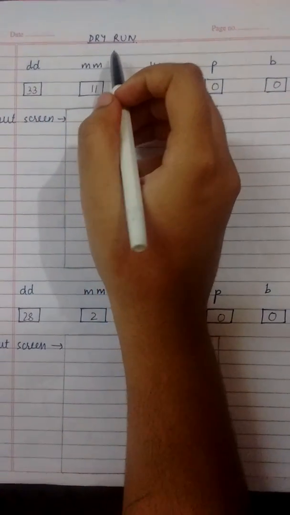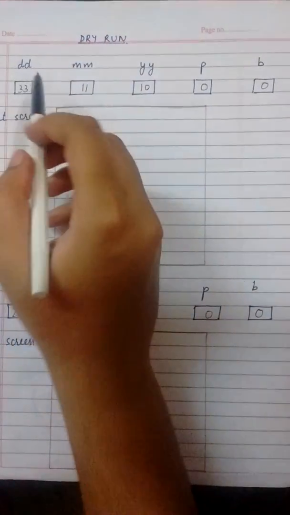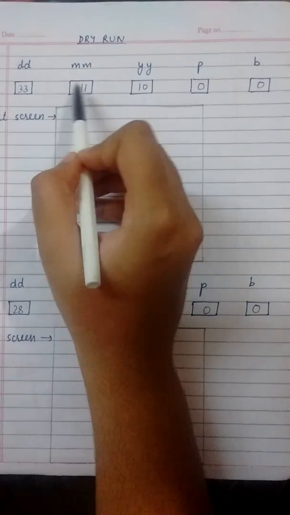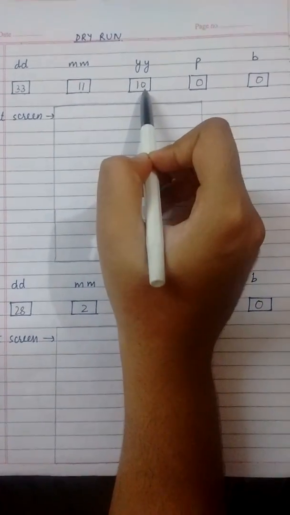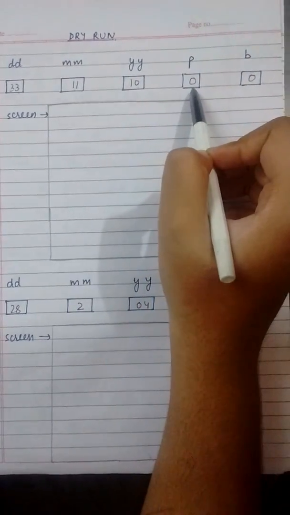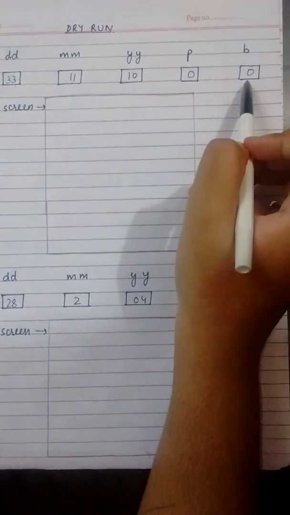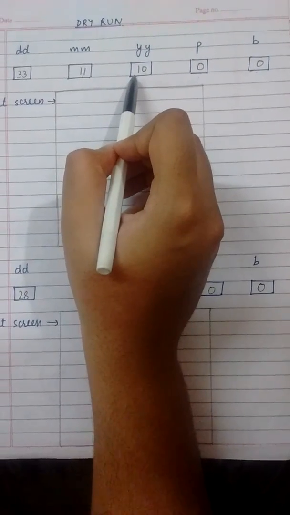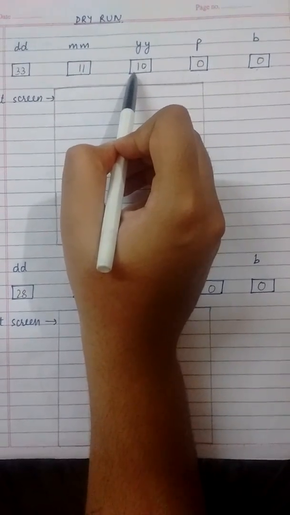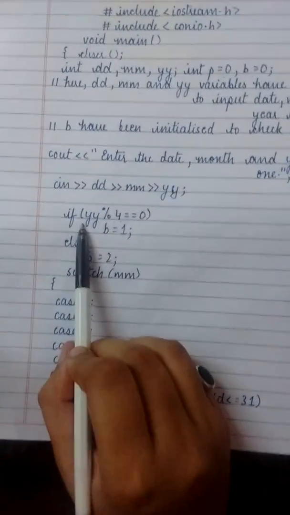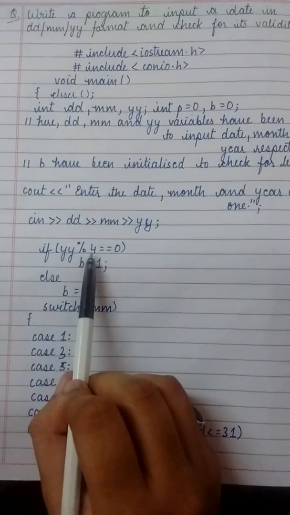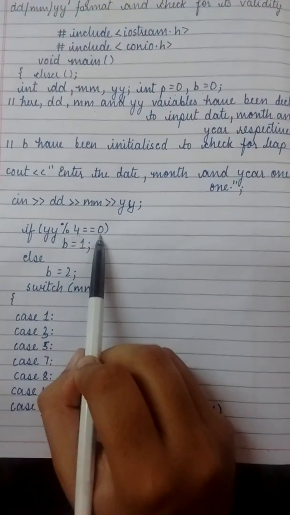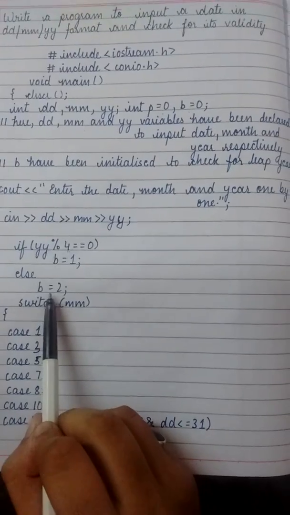Okay, let's have a look at the dry run of the program. Now the user has input 33 for date, 11 for month, 10 for year, and I know that initially we have initialized p and b to value 0. Now we will firstly check for the year. The year input by the user is 10. Let us see in the program. If year modulus 4 is equal to 0, that is 10 modulus 4 is equal to 0? No, it is not. So b will have a value 2.